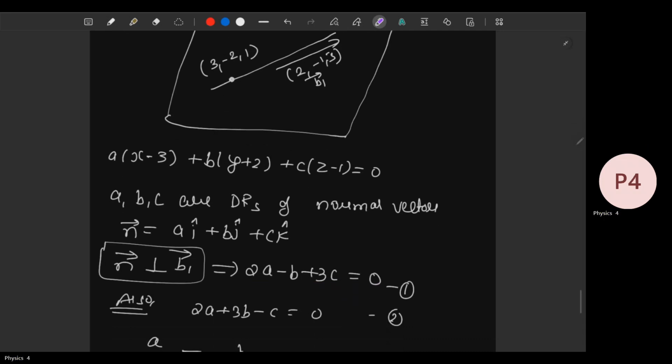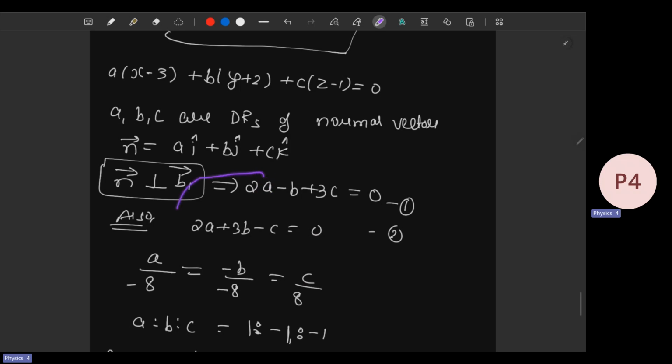Also, this normal vector will make an angle of pi by 2 with the projection of this line. The projection of the line will also lie in this plane, right? So it will also make a 90 degree angle with the vector 2i cap plus 3j cap minus k cap, right? So 2a plus 3b minus c equals 0.